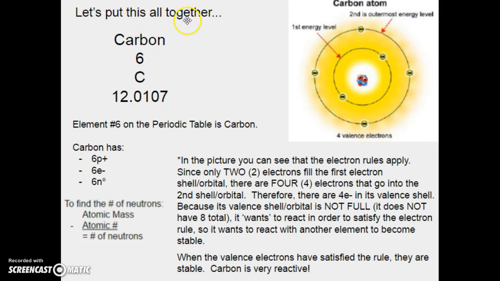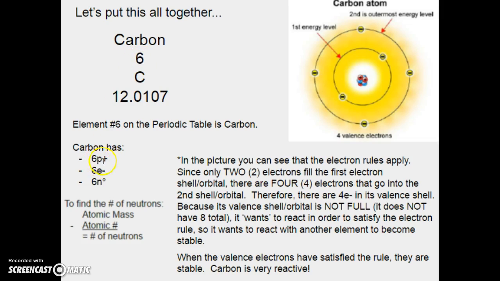So let's put this all together. Let's do carbon. Carbon is number 6 on the periodic table. Its symbol is C, and its atomic mass is 12.0107. So element number 6 on the periodic table is carbon. It has 6 protons and 6 electrons.